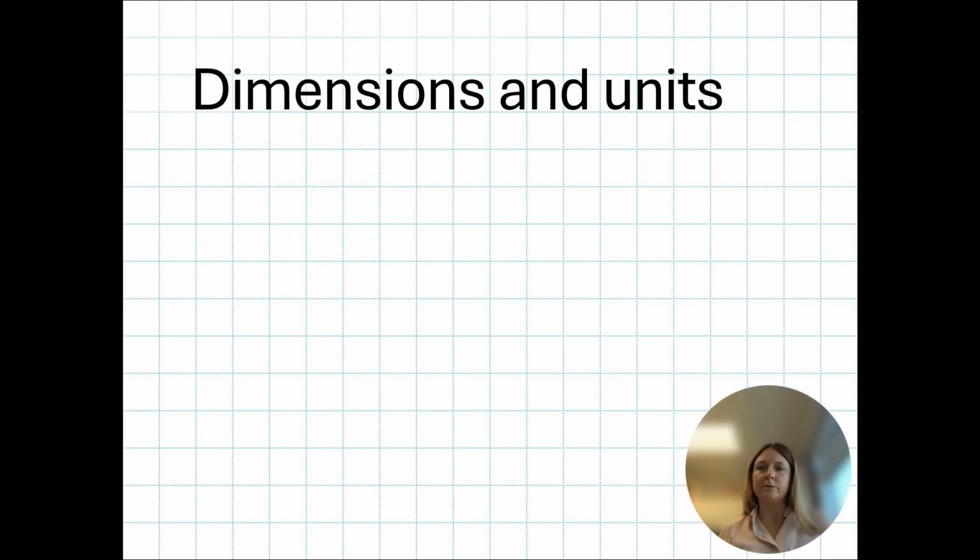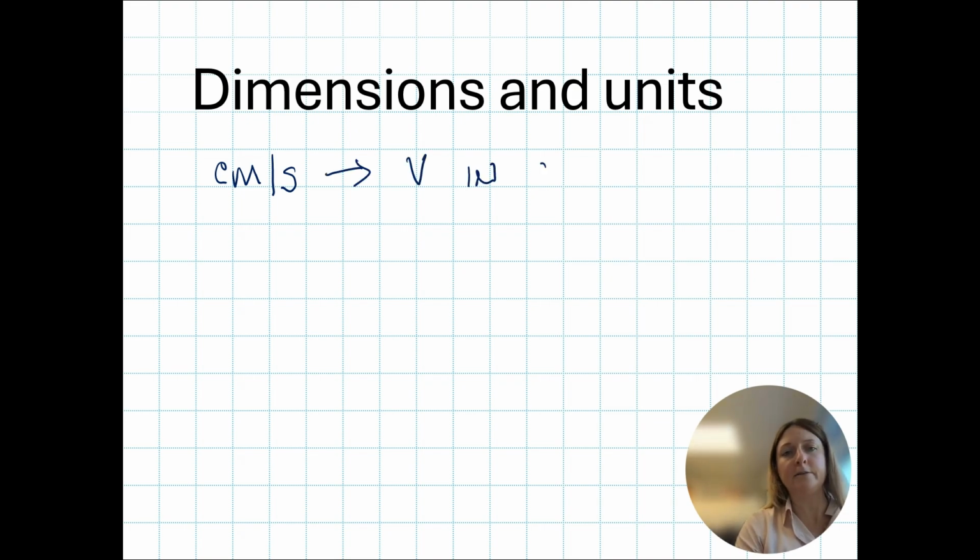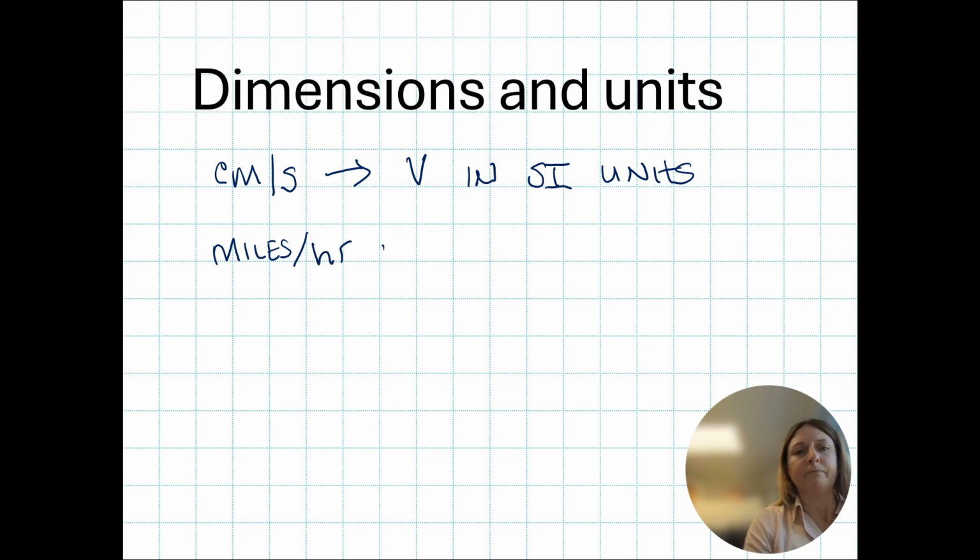Units are used to describe dimensionality. So for example, we might use something like centimeters per second to describe velocity in the SI system of units. In US customary units, maybe we would use something like miles per hour to describe velocity.